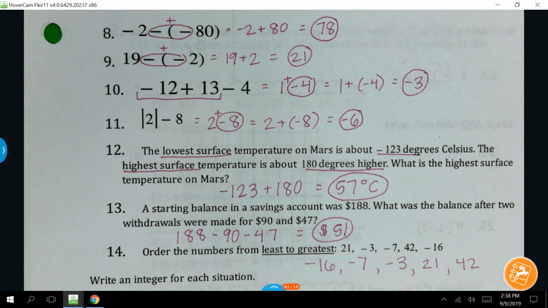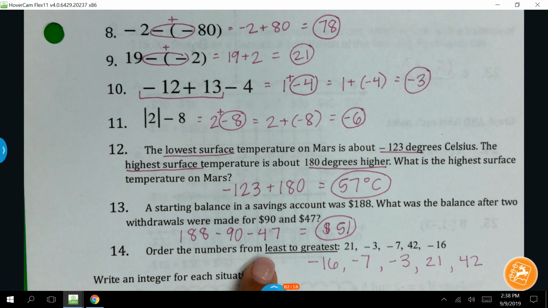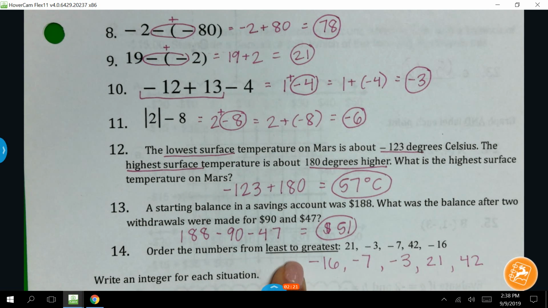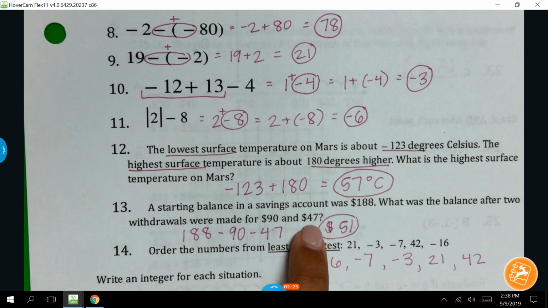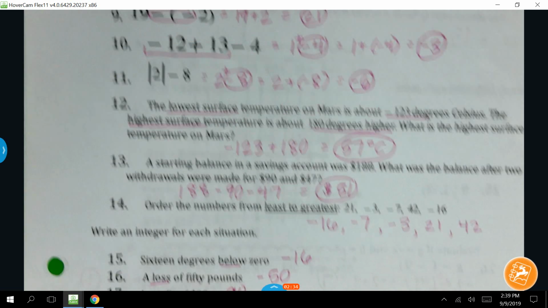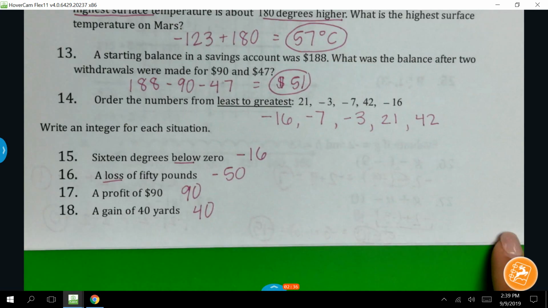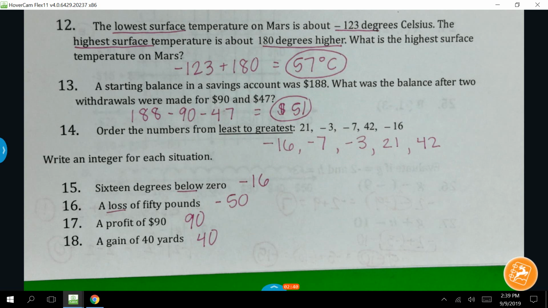And number 13, you could have written this as 188 plus negative 90 plus negative 47. So remember, subtracting is the same as adding a negative. Or you could have gone ahead and added your 90 plus 47 and then subtracted that from 188. Any of those options will still work. You're ordering your numbers from least to greatest, so make sure that you did that, not greatest to least.